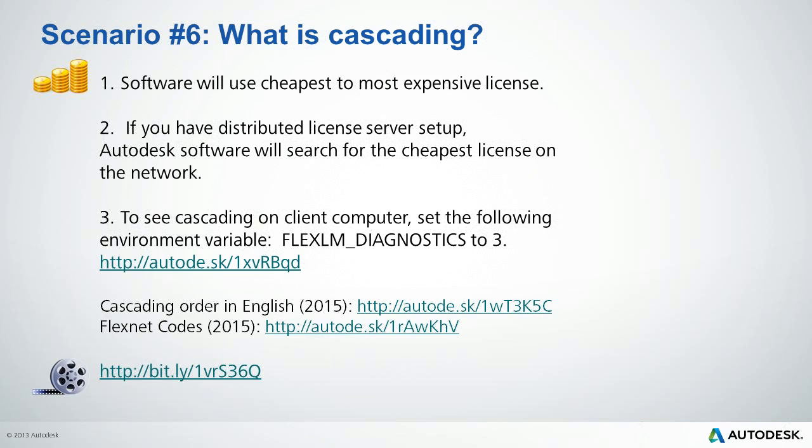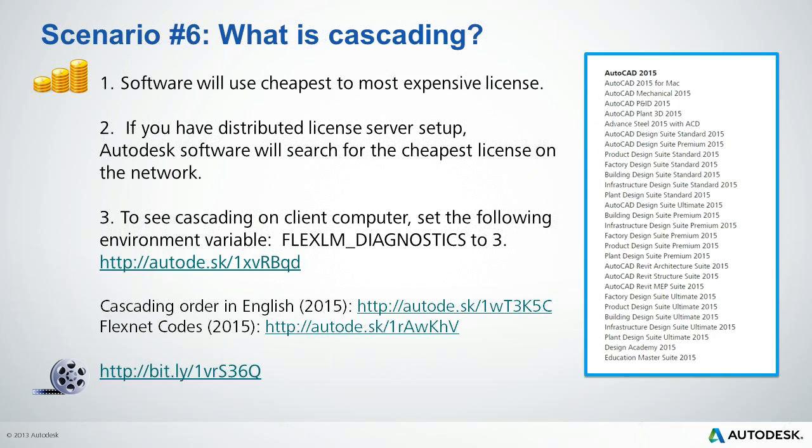Now, I'm going to give you a quick demo of this, but there's another way. If you set your FlexLM diagnostics to 3, you can see the codes that are generated as it looks through the file, or when you launch the product. I've listed the cascading order in English as well as the FlexNet codes, so you can see that. But I'll be giving you a quick demo of that as well.